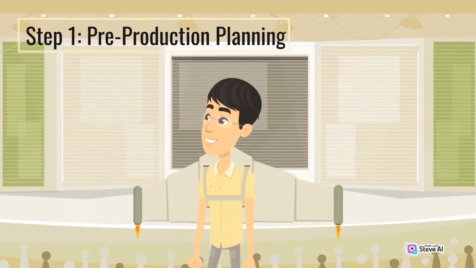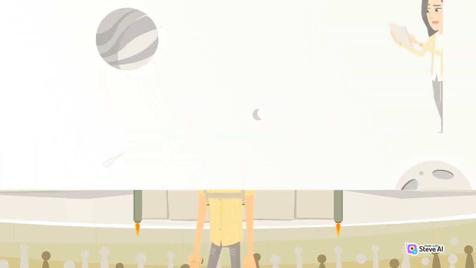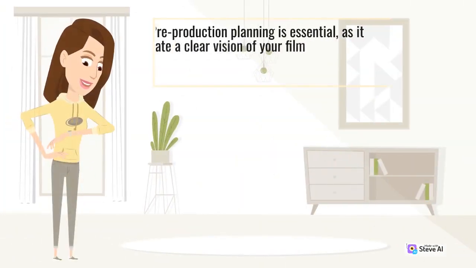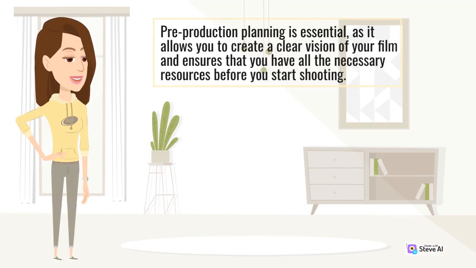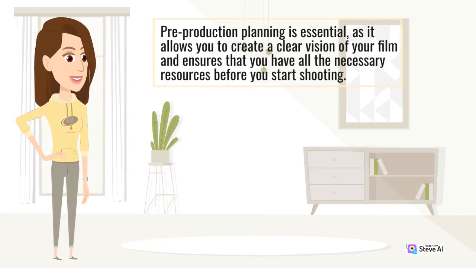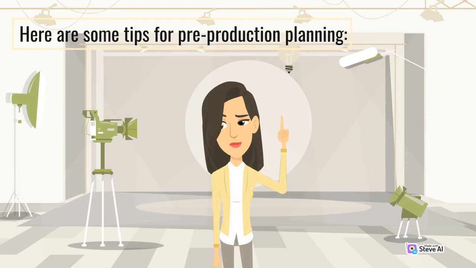Step 1: Pre-production planning. The first step in creating a film on a limited budget is to plan your film carefully. Pre-production planning is essential, as it allows you to create a clear vision of your film and ensures that you have all the necessary resources before you start shooting. Here are some tips for pre-production planning.